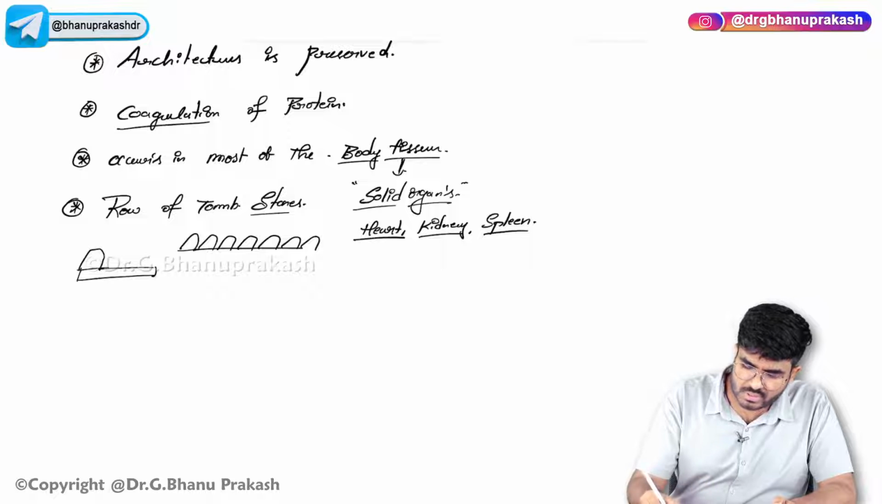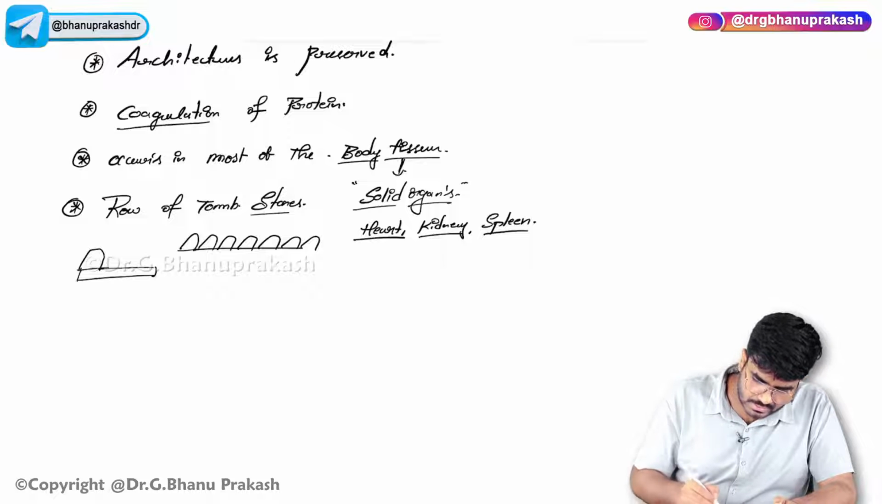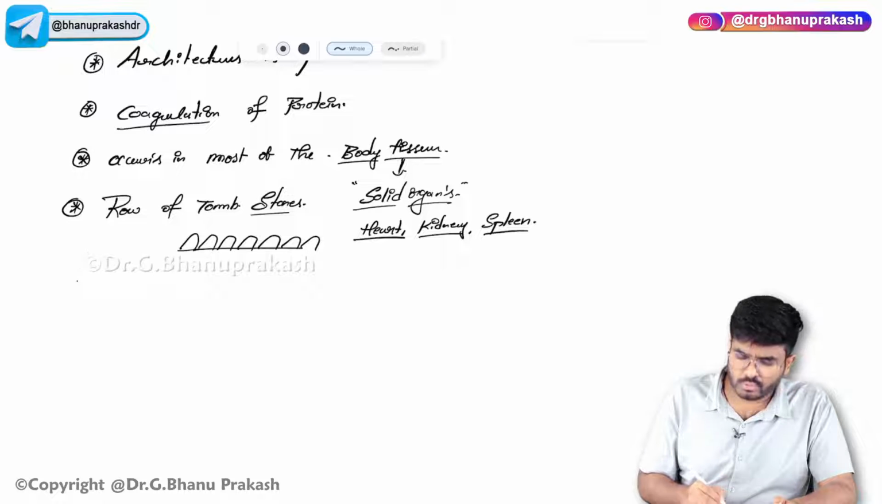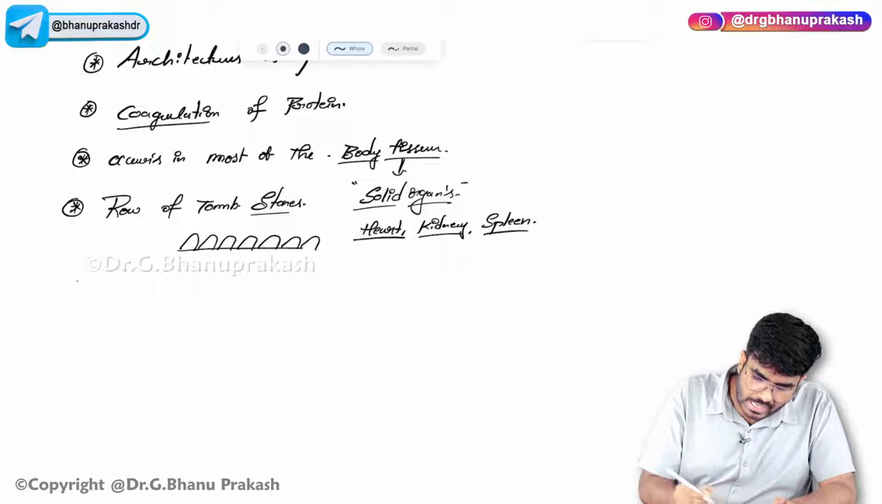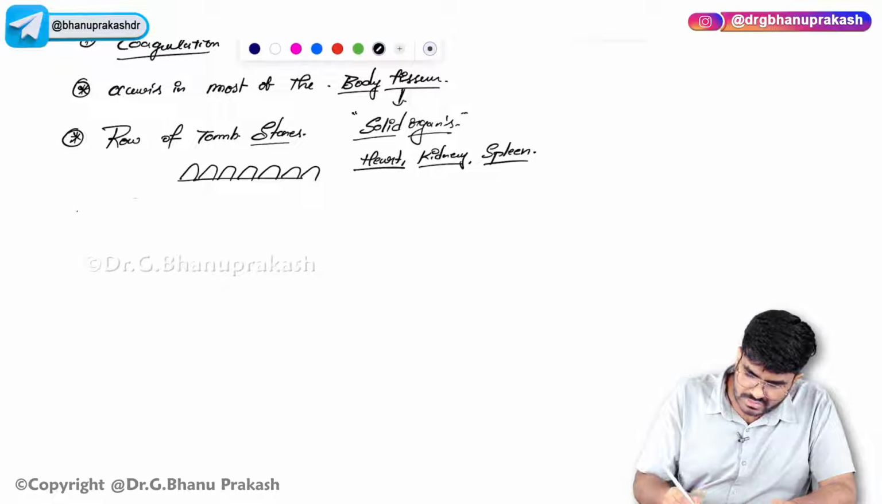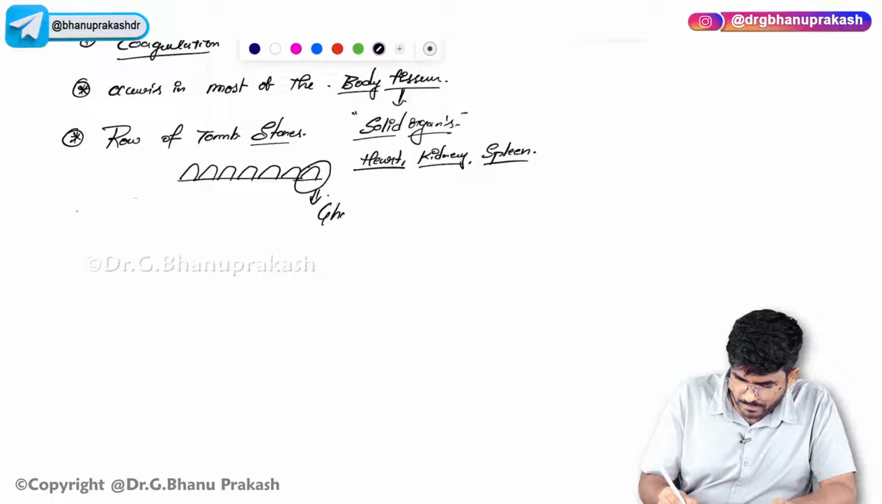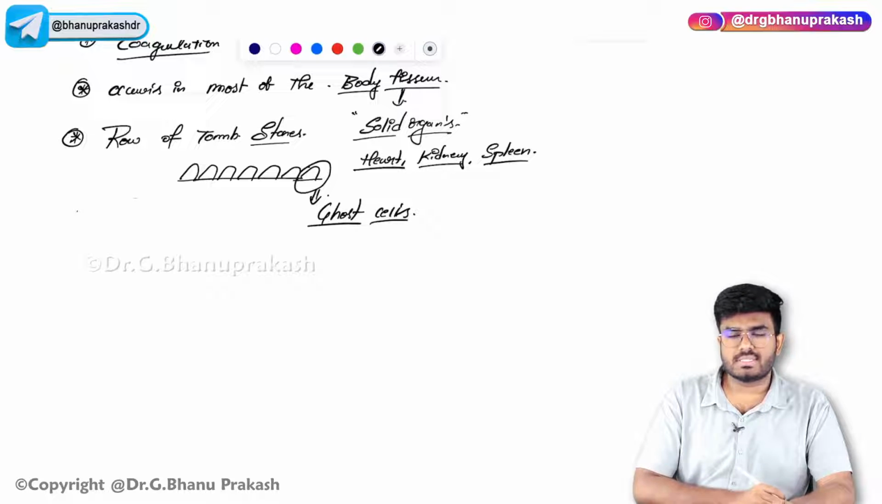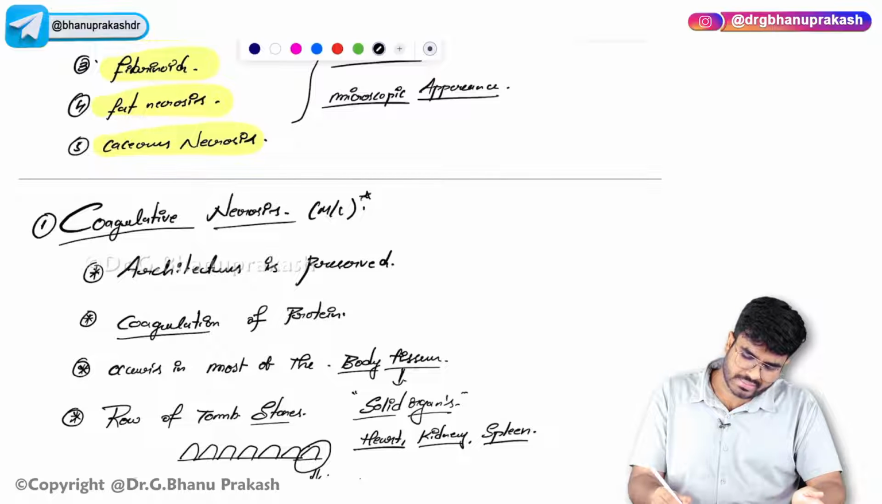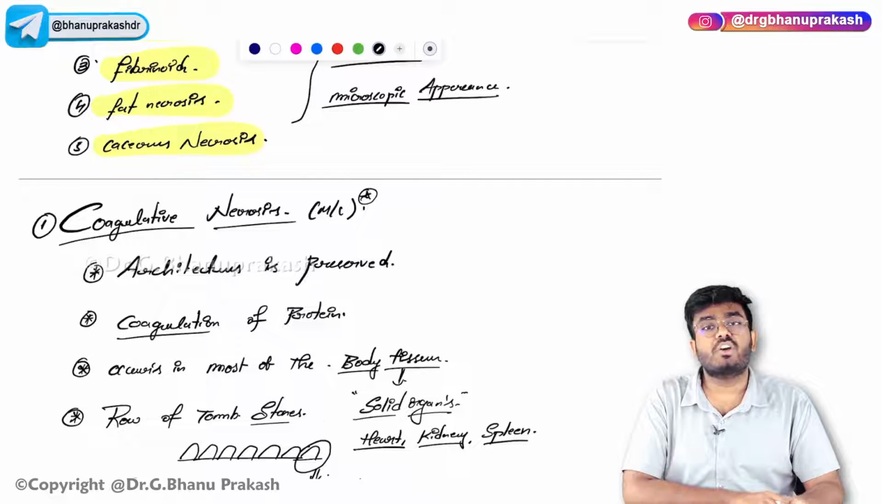Where there is no central nucleus. The nucleus of the cell is not there. So, the cells are looking like a row of tombstone appearance. And in these individual cells in which the nucleus is not there, the cells are called as what? Ghost cells. So, these are some important points which I want you to know in coagulative necrosis. In exam, they will ask you architecture is preserved, denaturation of proteins in heart, in kidney, in spleen.